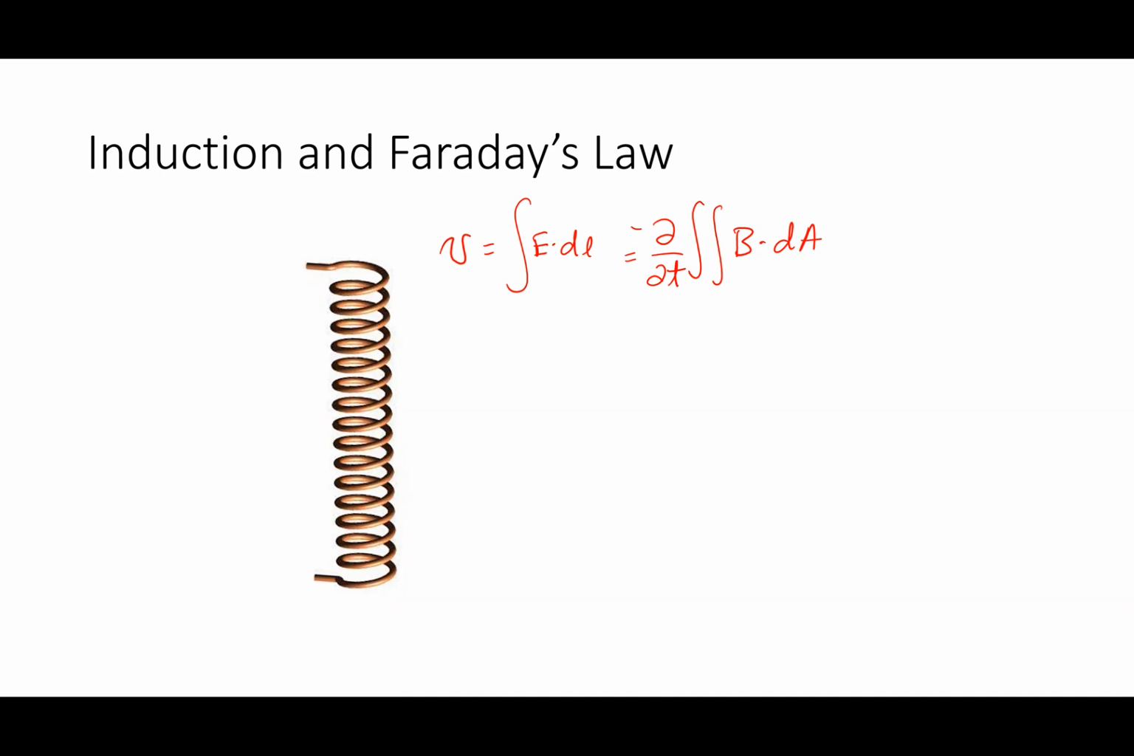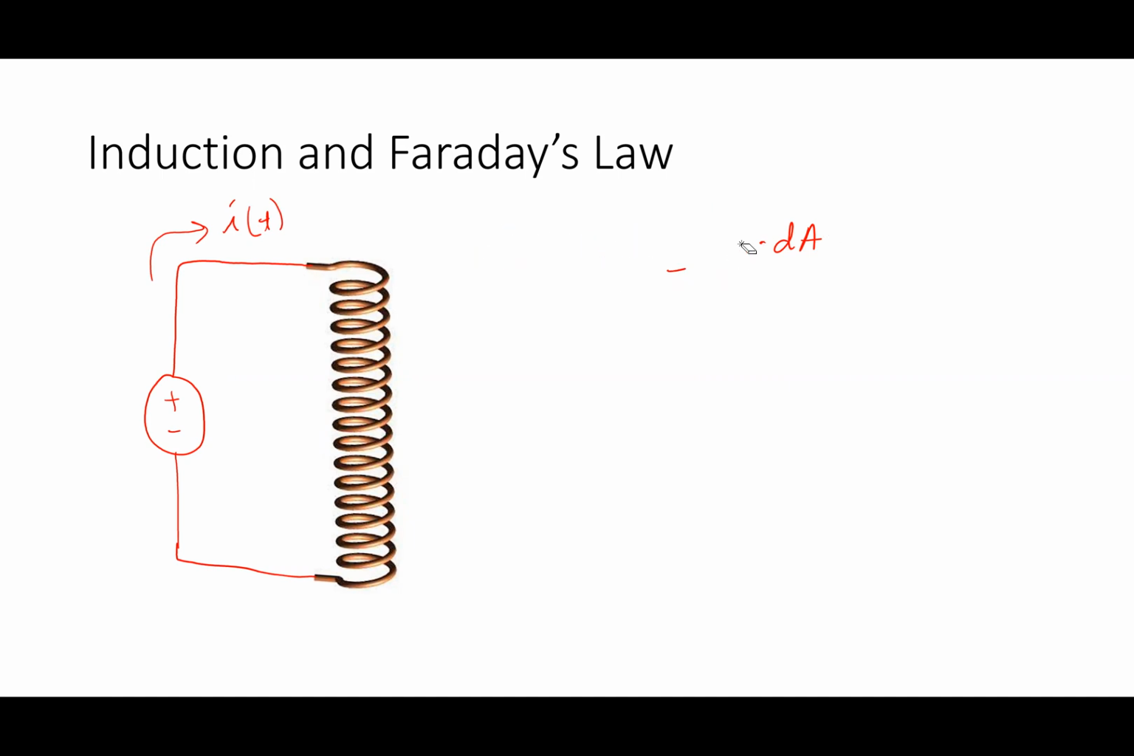So if I look at this guy right here, if I put a voltage source on a coil, there's going to be a current that goes into this coil, current I. Now, as a result of that, there's a magnetic field that's created inside that coil, isn't there? And how do I figure out where that magnetic field is?